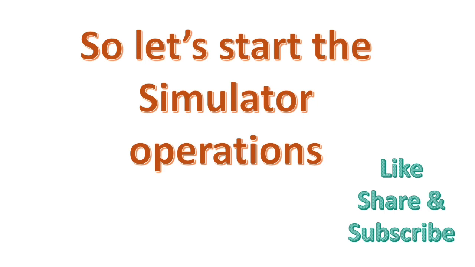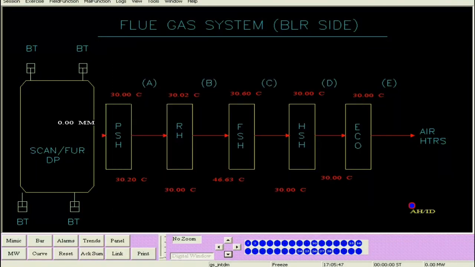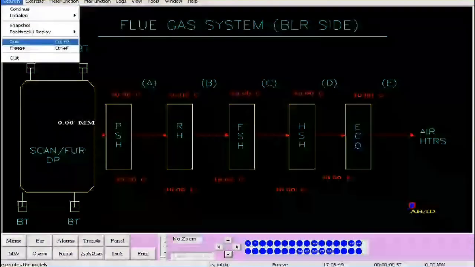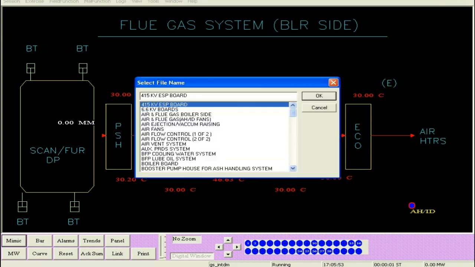So let us start. We will load the file first. Yes, the file has been loaded, and now we will run the system and then start the operations.